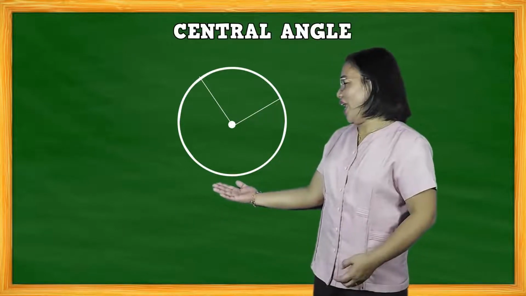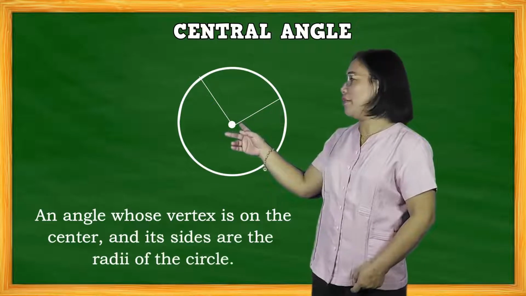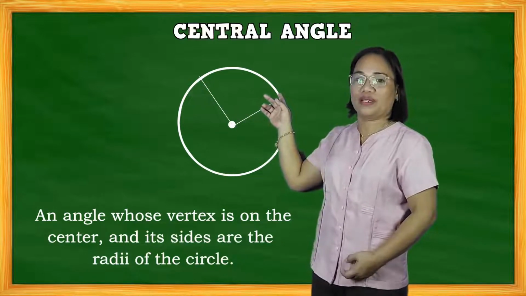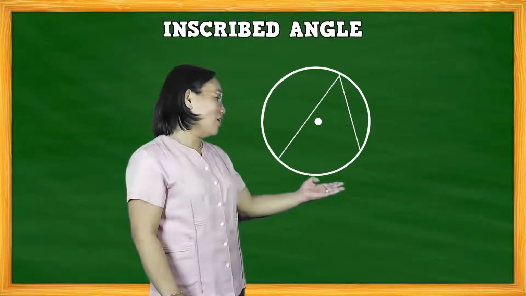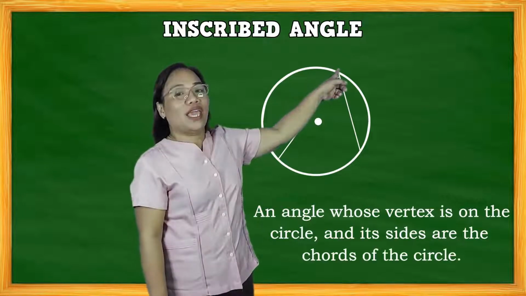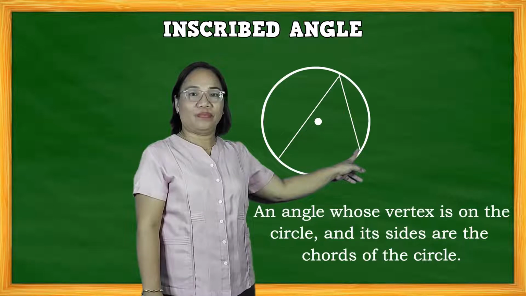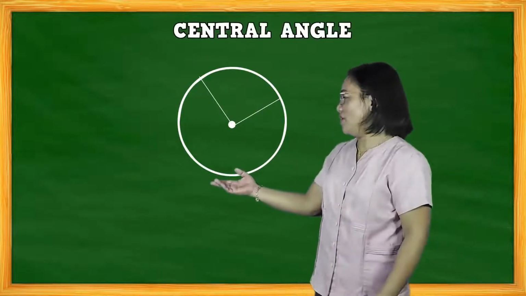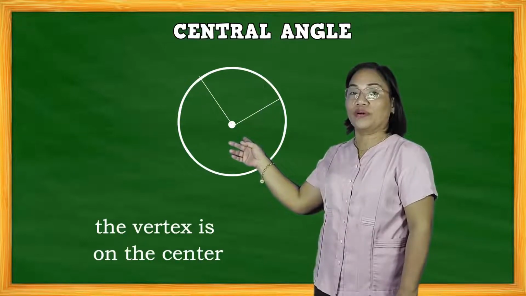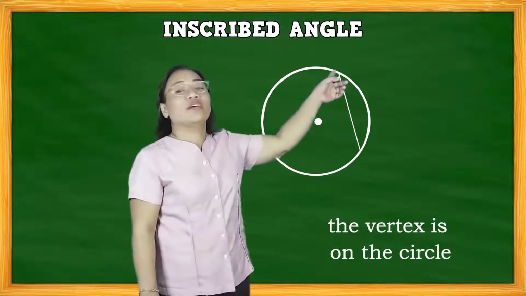So, a central angle is an angle whose vertex is on the center and its sides are the radii of the circle. While an inscribed angle is an angle whose vertex is on the circle and the sides are the chords of the circle. Again, a central angle is an angle whose vertex is on the center of the circle, while an inscribed angle, the vertex is on the circle.